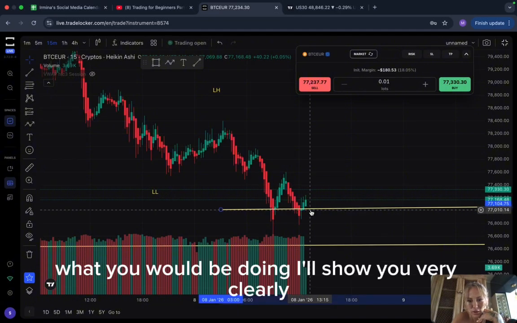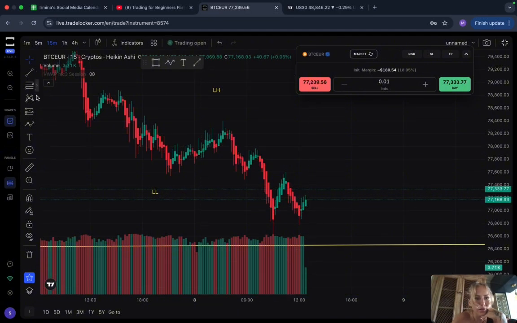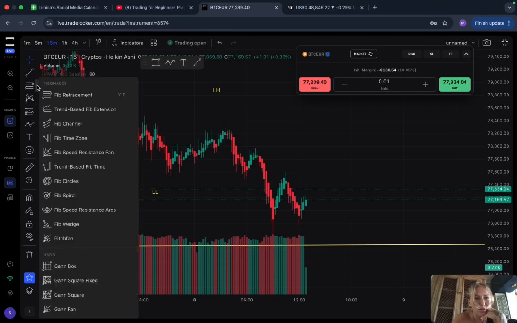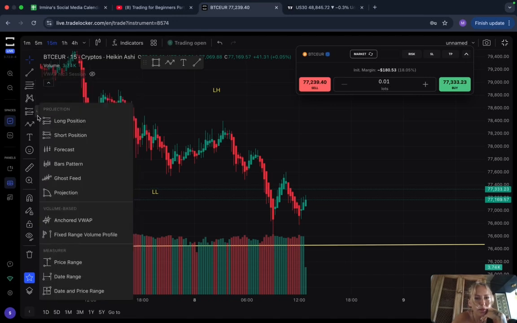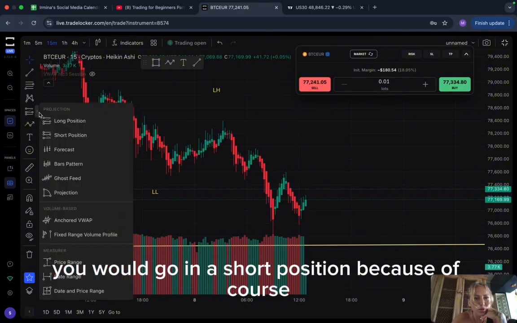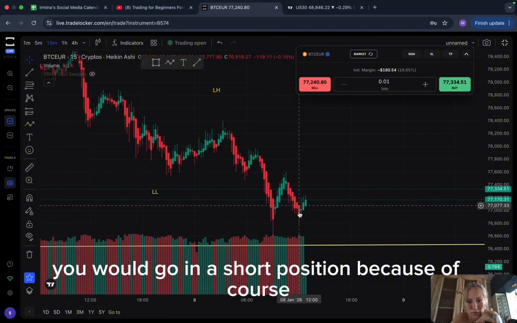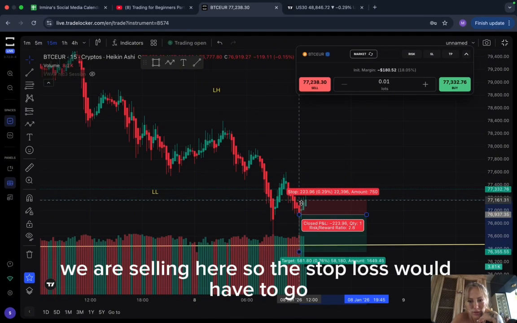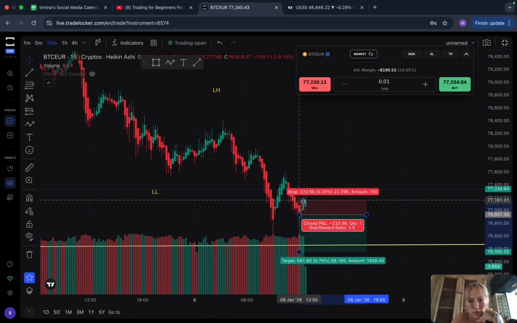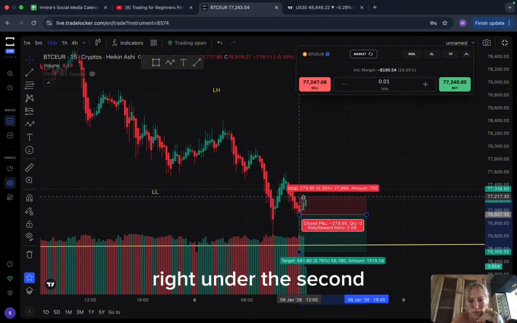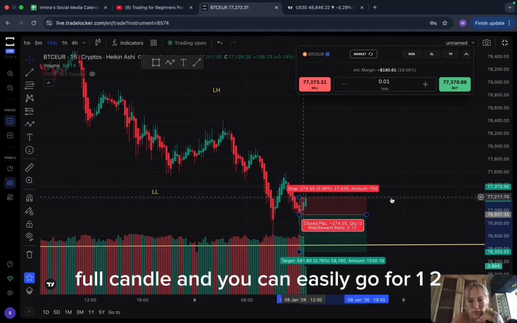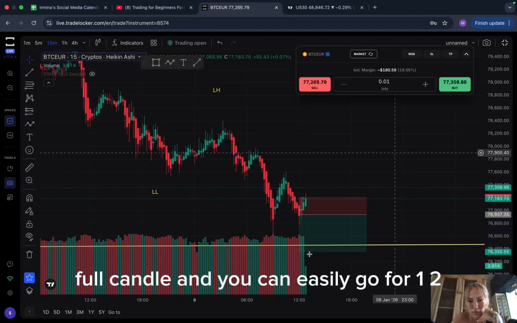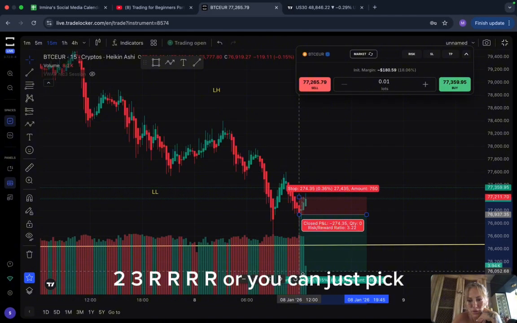What you would be doing, I'll show you very clearly. You would go in a short position because of course we're selling here, so the stop loss would have to go right under the second full candle, and you can easily go for 1 to 2, 1 to 3 R or you can just pick the last lower low.